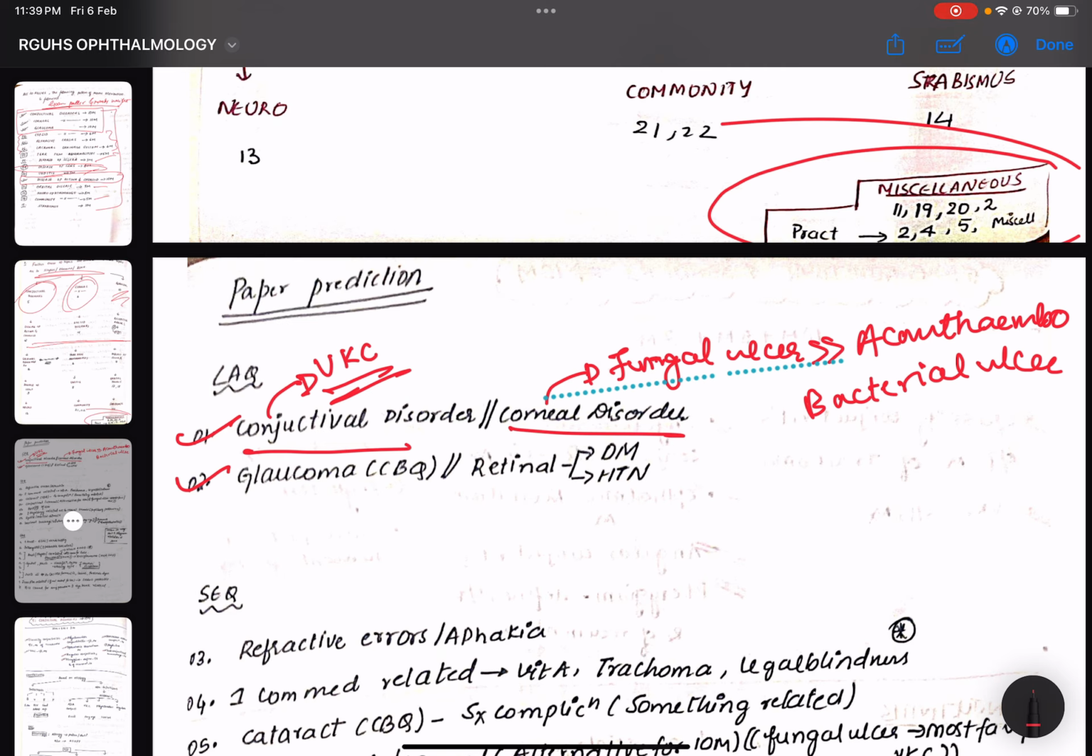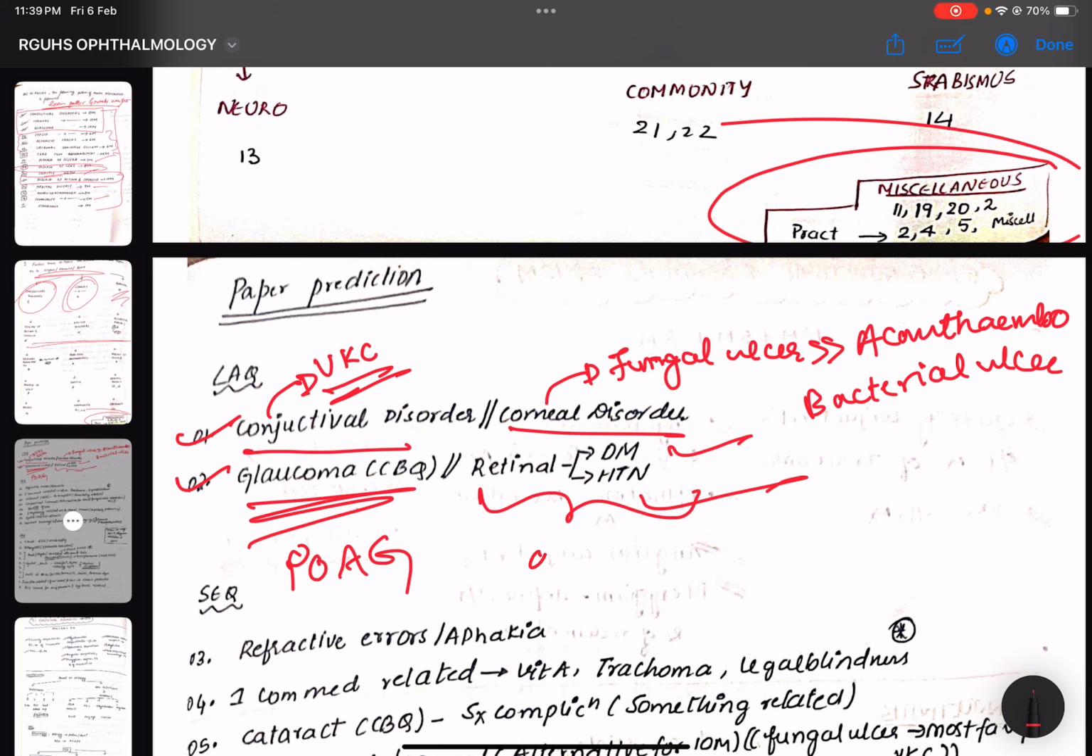Based on that, one glaucoma question might be primary open angle glaucoma or secondary glaucoma, something related to that. Or they might ask something related to retinal disorder, for example progression of diabetes mellitus or hypertension. If they ask something related to retina, one sub question will be causes of loss of vision. One sub question with a case, classify and manage, is the basic outline of an LAQ.